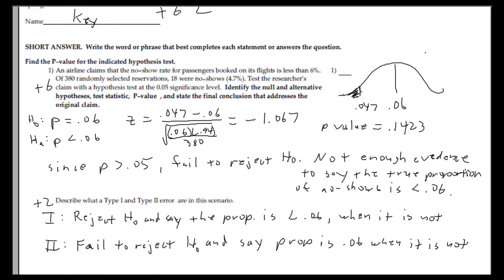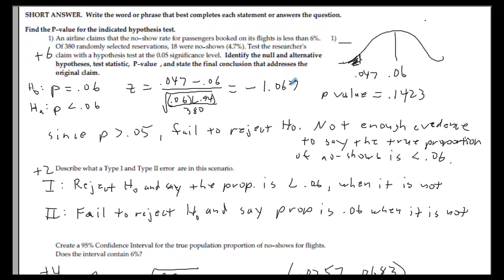This first one here is just a one proportion z-test. So our null hypothesis is that it's supposed to be 6%. The alternative is that it's going to be less than 6%. We calculate our z-score here to see how far away 0.047 is from 0.06. And it's a little over 1 standard deviation below average, which is not very far. If you look that up in your z-table, it's about 0.1423. And since that is greater than 0.05, we will fail to reject the null, and there's not enough evidence to say that the true proportion of no-shows is below 6%.